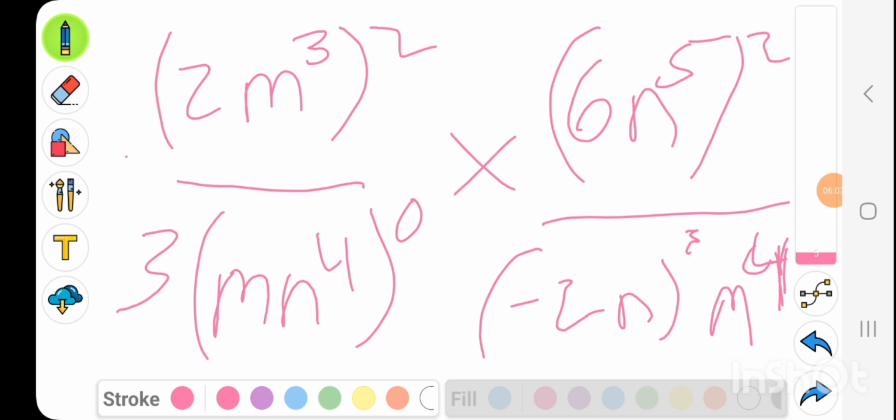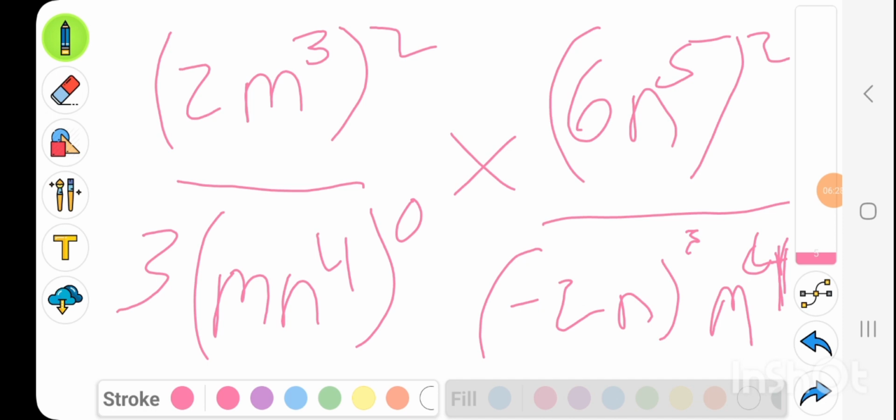And then on the denominator of the first fraction, it is 3, and then brackets mn to the power of 4, and all just to the power of 0, okay? And then the second fraction is multiplied. These fractions are multiplied, and they're separate fractions, right?